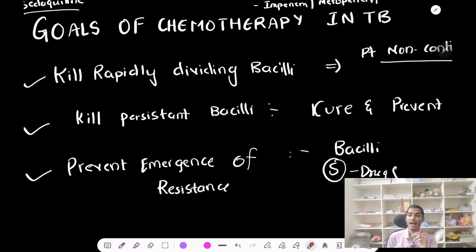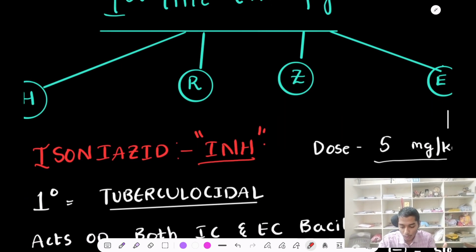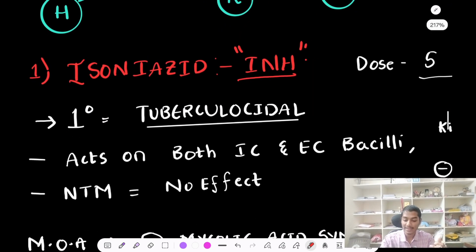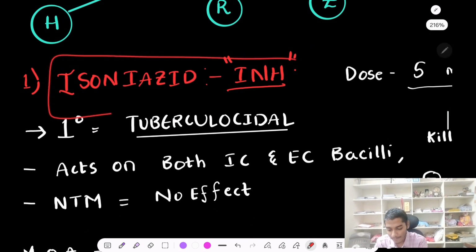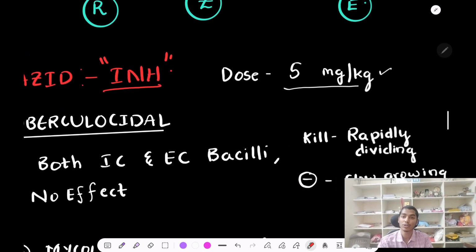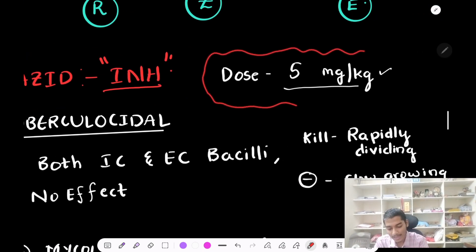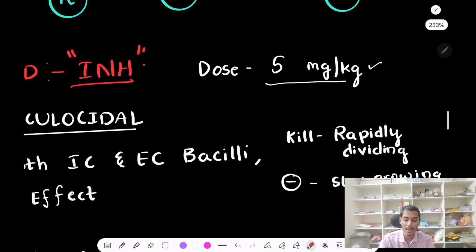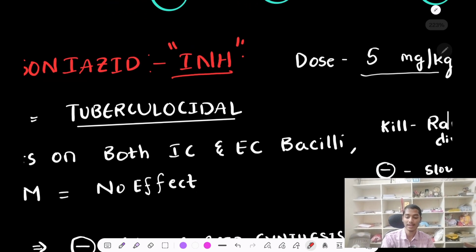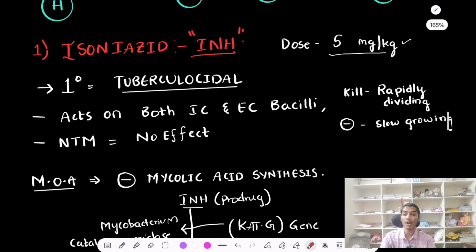For that case, we have regimens like the HRZE regimen, the first line drugs. We give a combination of drugs. We do not give only one drug, right? So then we go to the first line drugs, that is isoniazid. First, for every drug, we will discuss the dose. Here the dose of isoniazid is 5 milligram per kg body weight. This is the dose of isoniazid, and then we will discuss some important points regarding it.